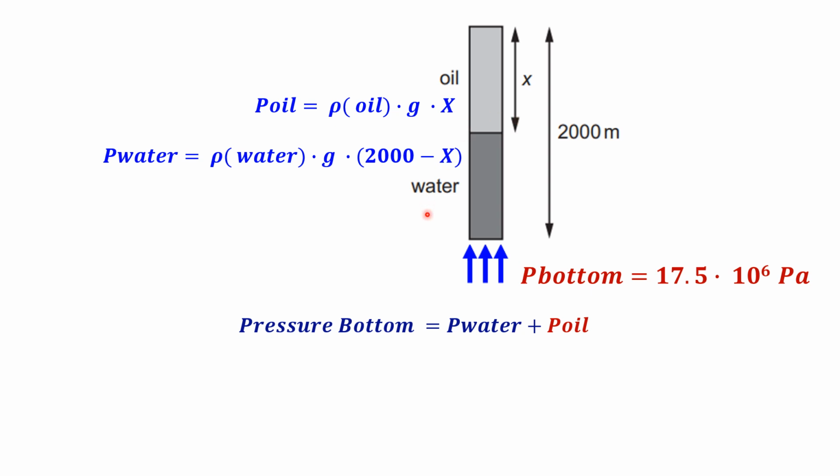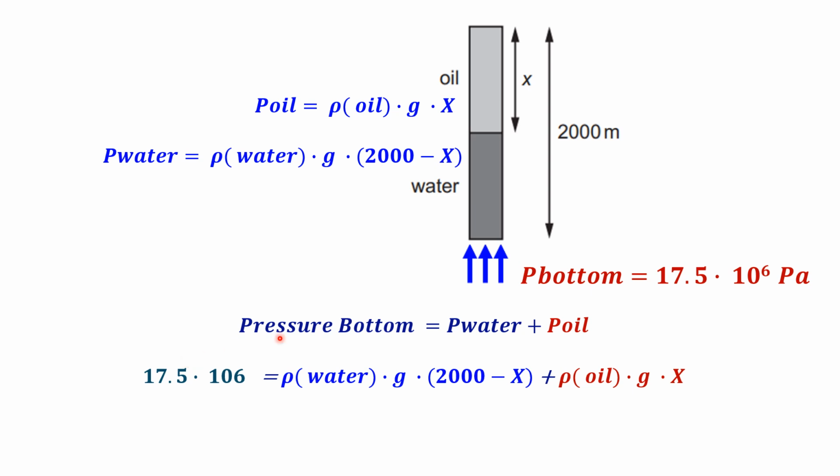Now the pressure at the bottom is equal to the pressure above, the pressure in this column, which is the pressure above the bottom, which we have here: the pressure of the water and the pressure of the oil. So doing the substitutions, the pressure at the bottom was given, and the pressure of the water is this section right here, plus the pressure of the oil, which is this one.